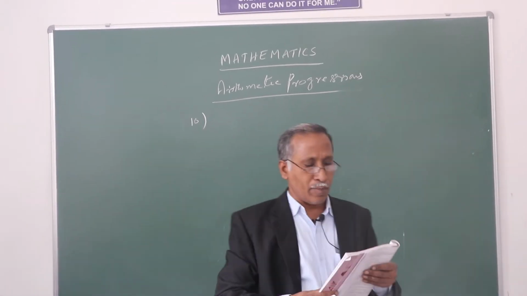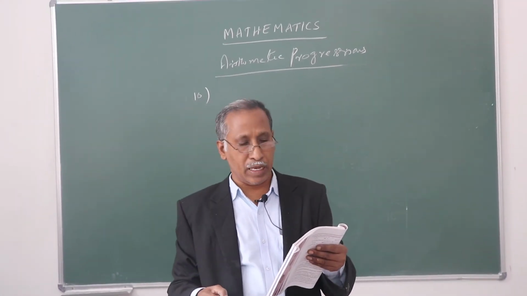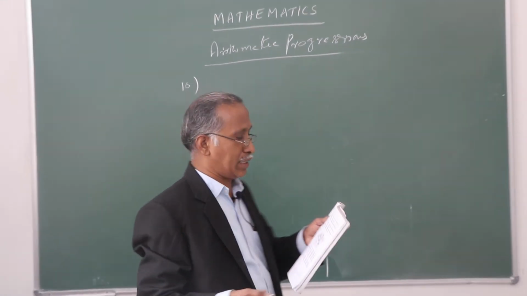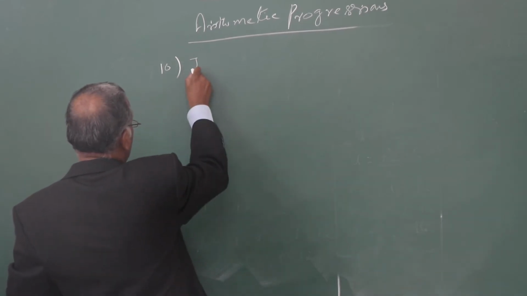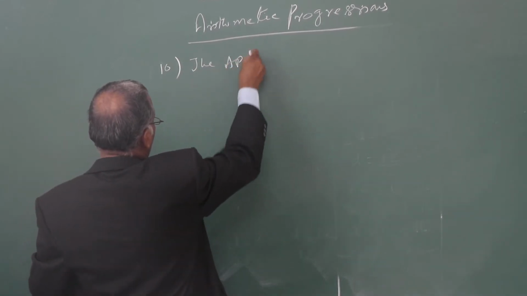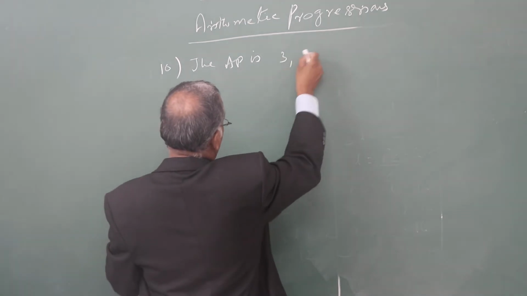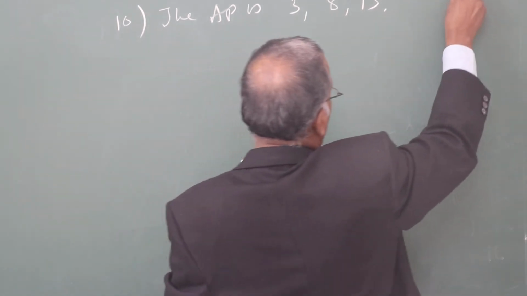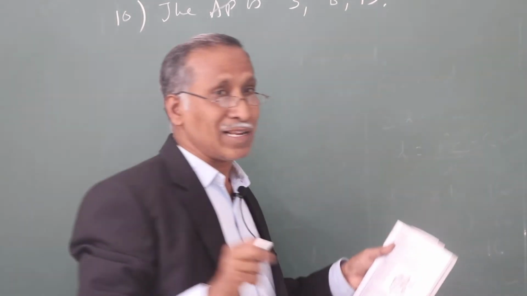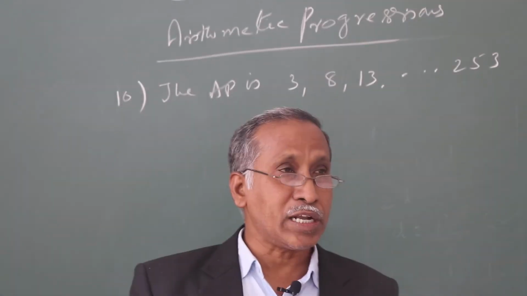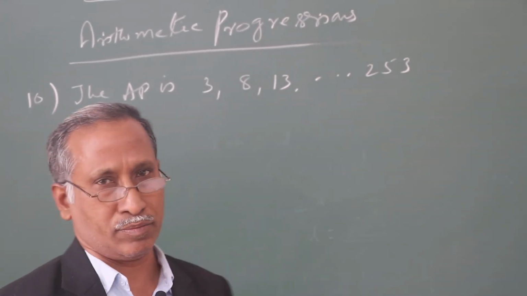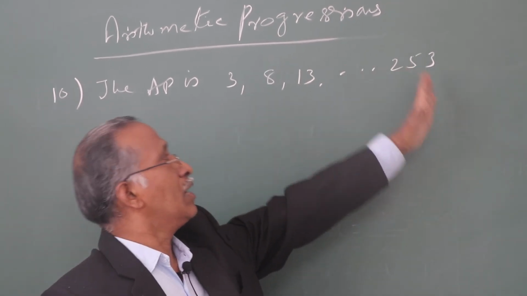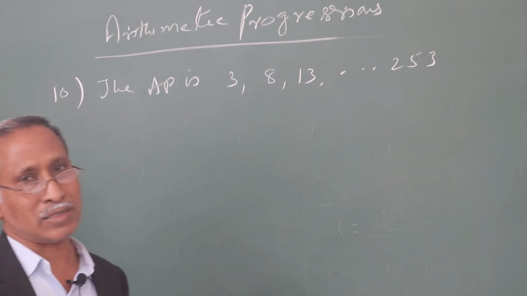Find the 20th term from the last term of the AP 3, 8, 13 and so on to 253. So the AP is 3, 8, 13 and so on to 253. What did they ask here? Find the 20th term from the last term. From the last term, which is the last term? 253. From 253, which is the last term, that we have to calculate.